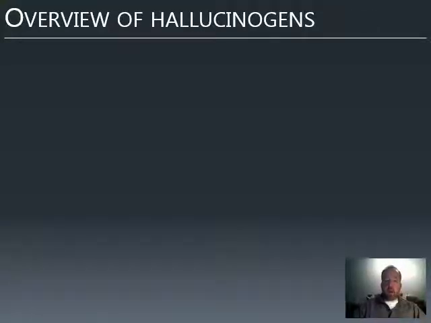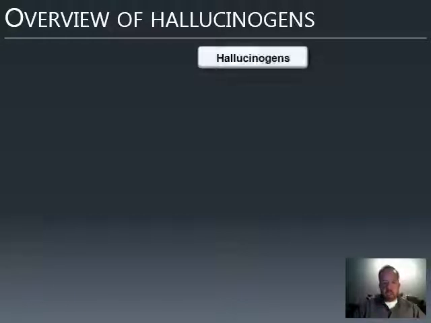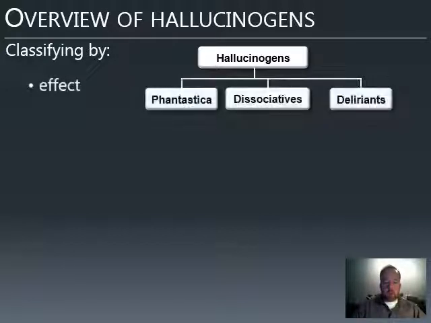And with that, we'll go over an overview here. So this is our classification scheme. So this week is about the hallucinogens. So how do we classify them? There are a lot of different compounds. First we can classify them by the effect they have. And all the hallucinogens, to some degree, distort perception of or access to reality.